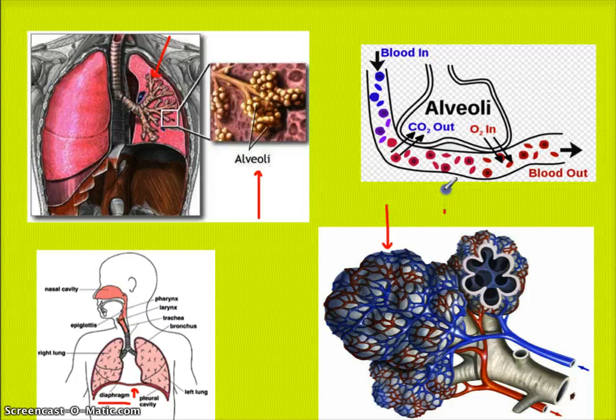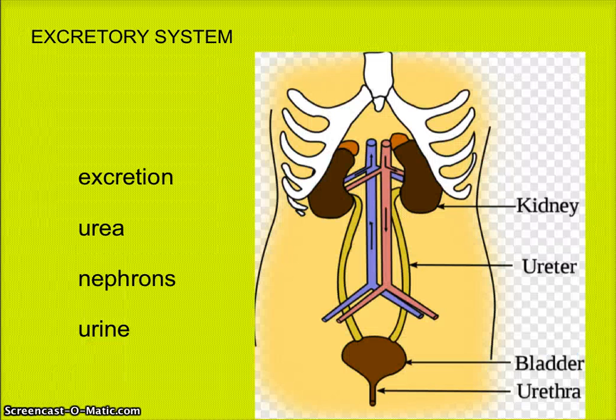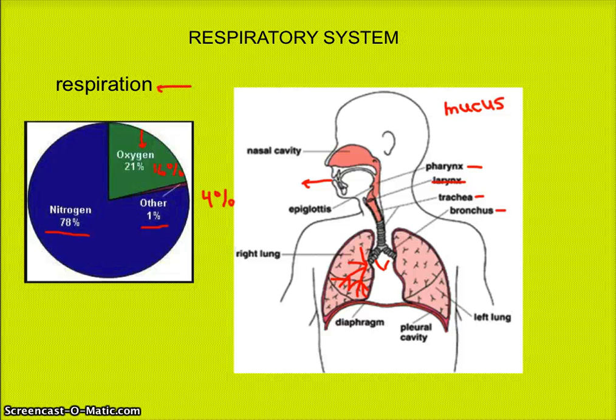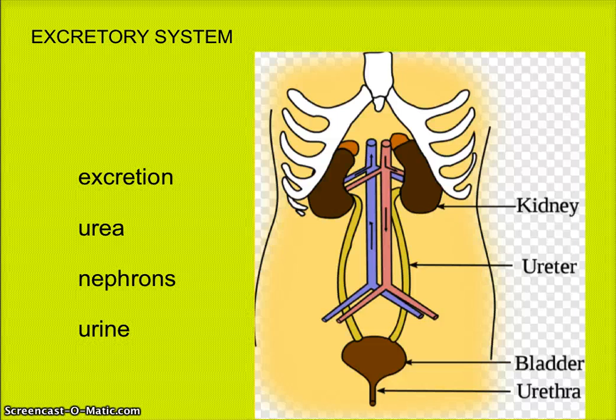Oh, here's another example here. You take the CO2, which is carbon dioxide, out of the blood, and the alveoli puts the oxygen in. So that carries us over to the excretory system, kind of having two completely different systems here. Respiratory, and since we have the time on the video, we're going to go to excretory.